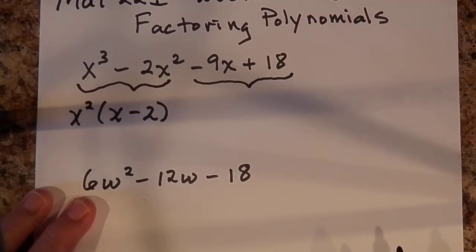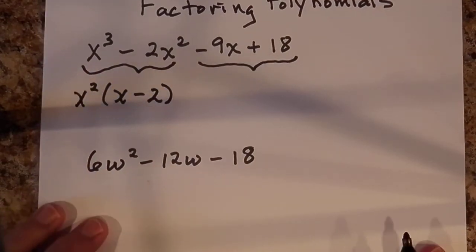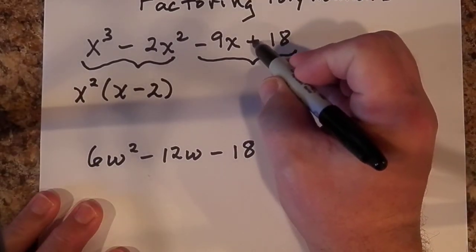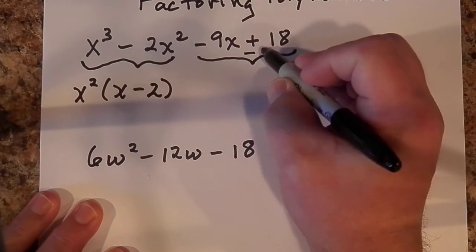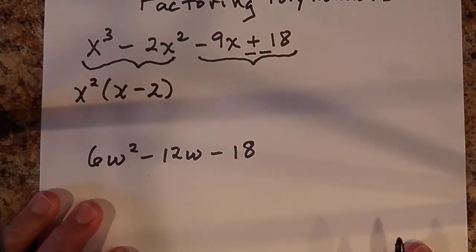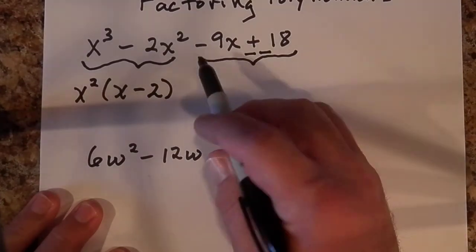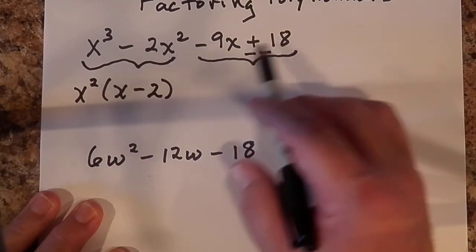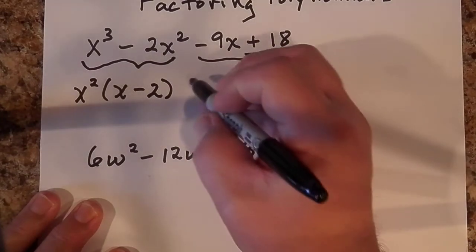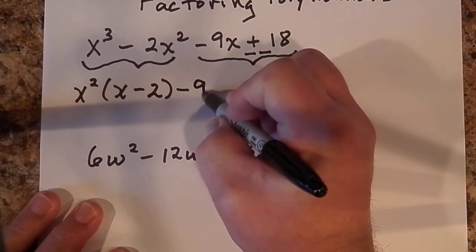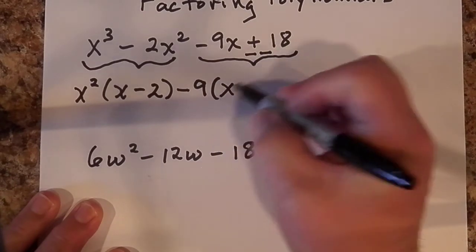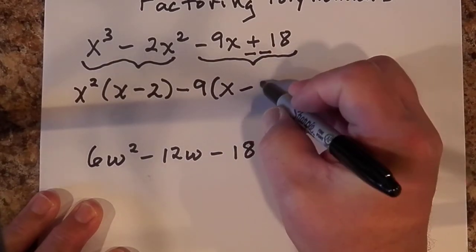Now here's where a little strategic thinking comes in handy, because we need to think of this positive 18 as a double negative. Let's change that plus back to 2 negative signs, because now I can see that not only do 9x and 18 have a common factor of 9, they each have a negative that I can pull out. So if I pull out that negative 9, that leaves x, one of these negatives, and 2.